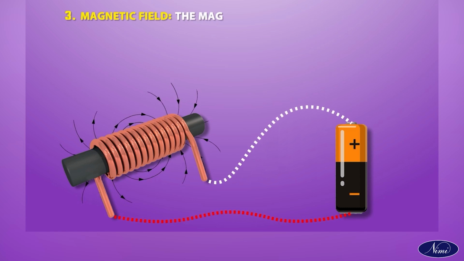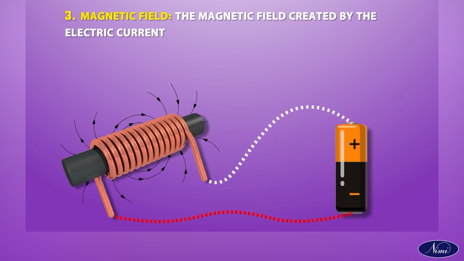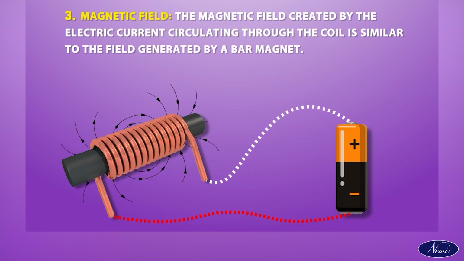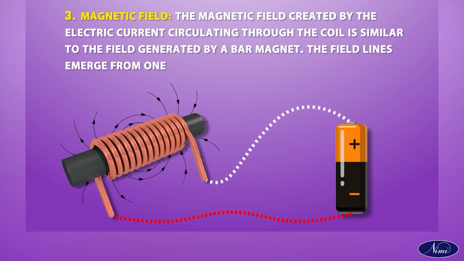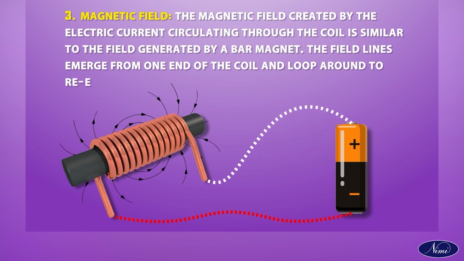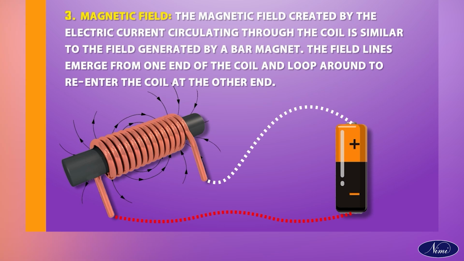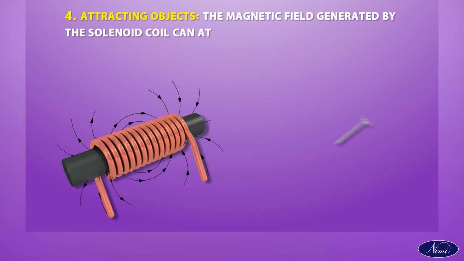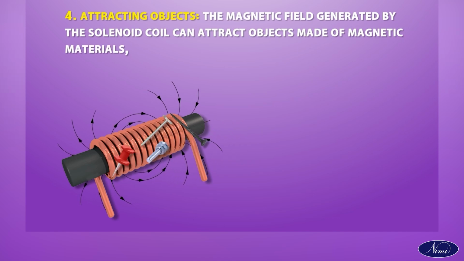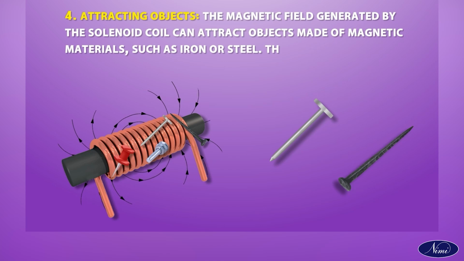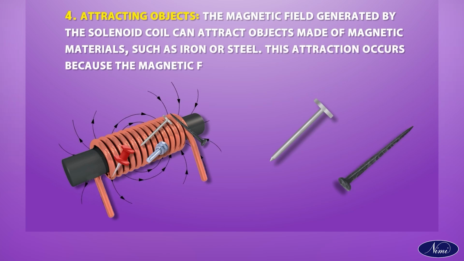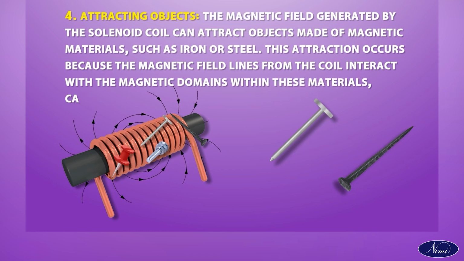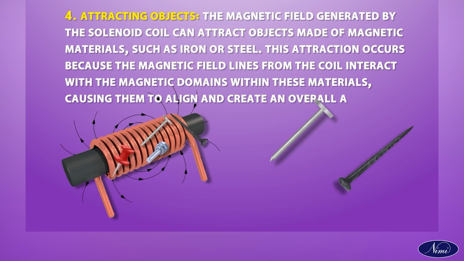Magnetic field. The magnetic field created by the electric current circulating through the coil is similar to the field generated by a magnet. The field lines emerge from one end of the coil and loop around to re-enter the coil at the other end. Attracting objects. The magnetic field generated by the solenoid coil can attract objects made of magnetic materials such as iron or steel. This attraction occurs because the magnetic field lines from the coil interact with the magnetic domains within these materials, causing them to align and create an overall attractive force.